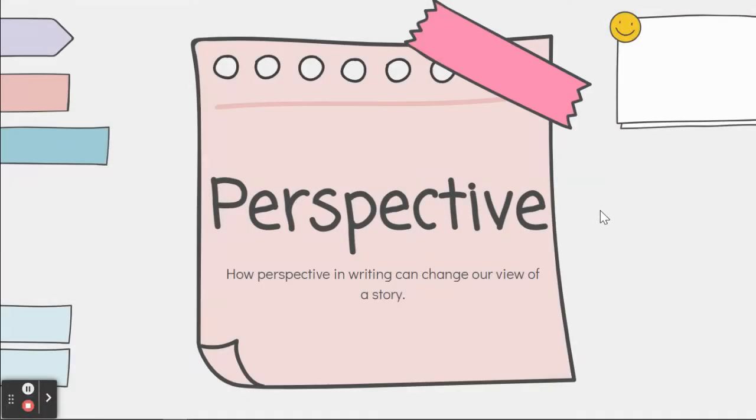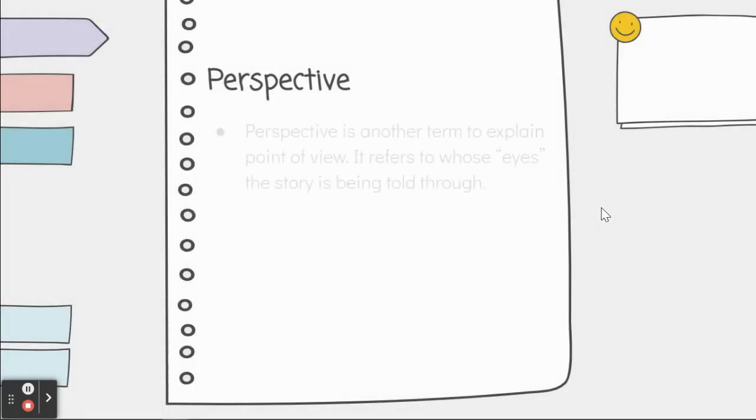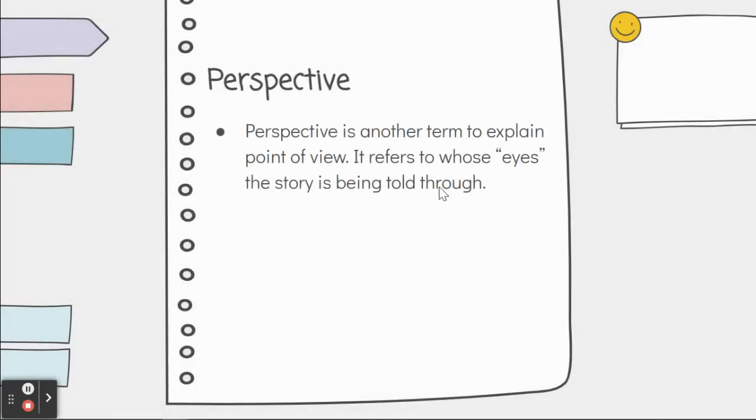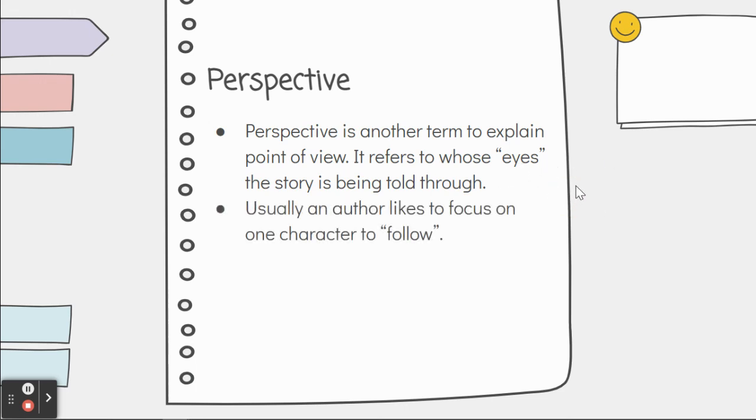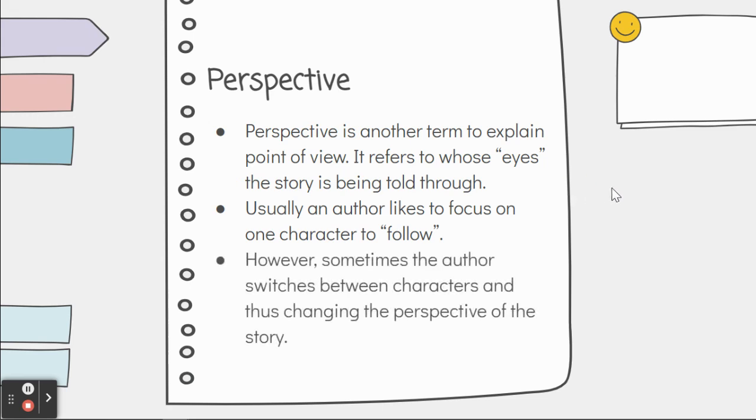Now let's talk about perspective. How perspective in writing can change our view of a story. Okay, perspective is another term to explain point of view. It refers to whose eyes the story is being told through. Usually an author likes to focus on one character to follow. However, sometimes the author switches between characters and thus changes the perspective of the story.